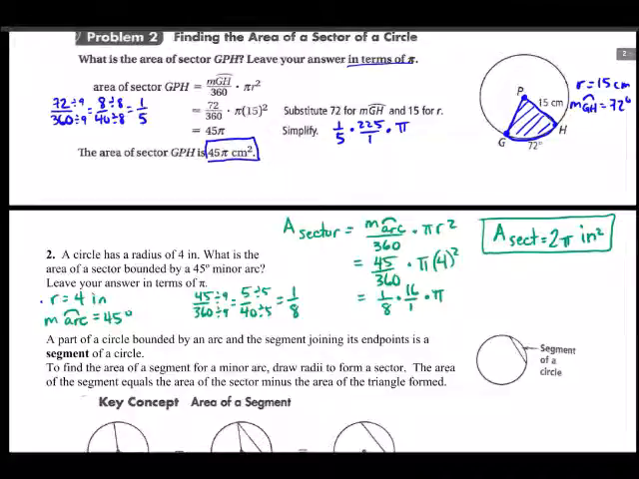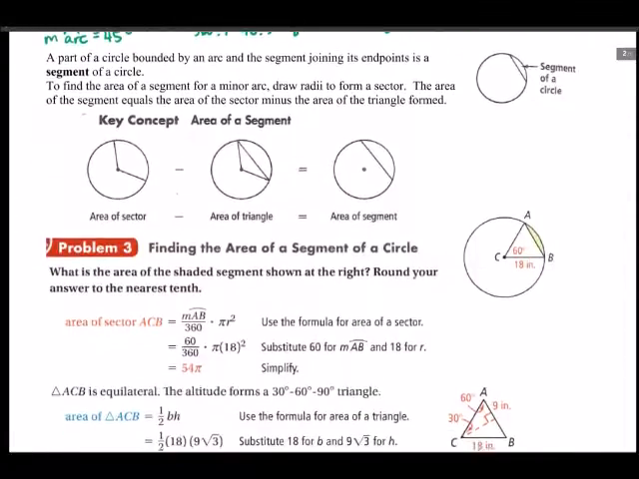If we wanted to, we could put that in our calculator. And 2 times 3.14 is 6.28, so 6.3 inches squared if we wanted a decimal. But we were asked for it in terms of pi. All right. That's easy enough. That's not the hard part. Let's move on here.